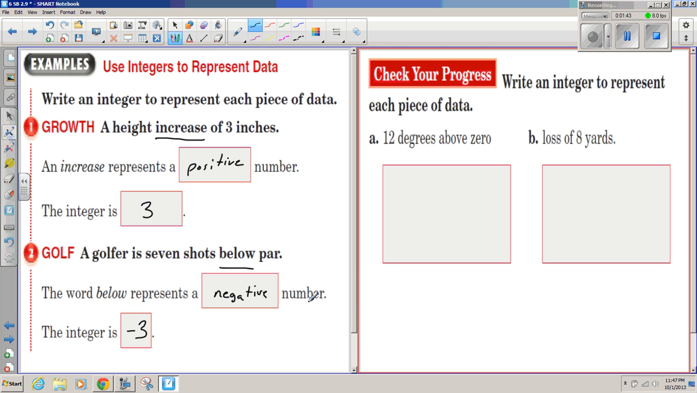All right, same thing here. Write an integer to represent the data above 0. That means we're looking at positive 12. A loss of 8 represents something negative. That means this is a minus 8 yards.